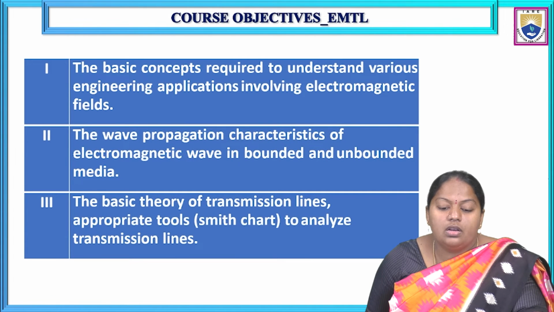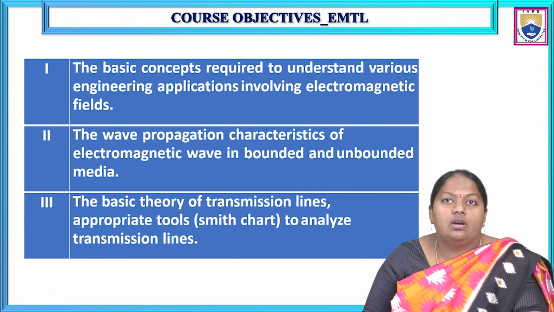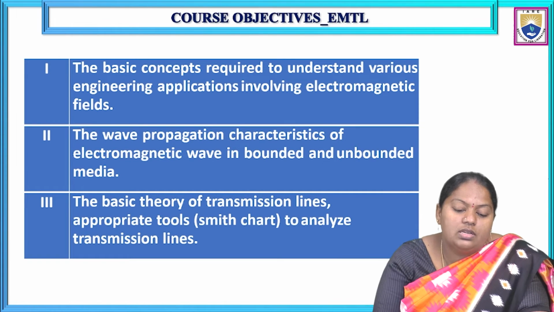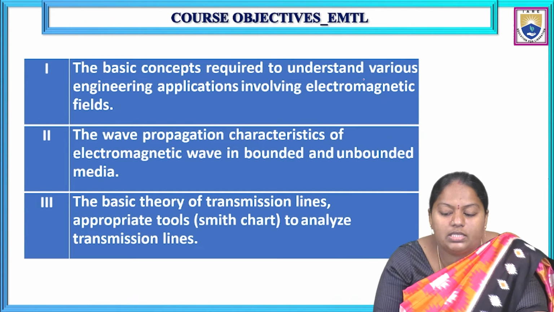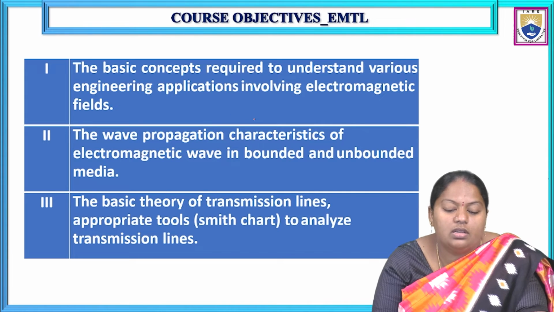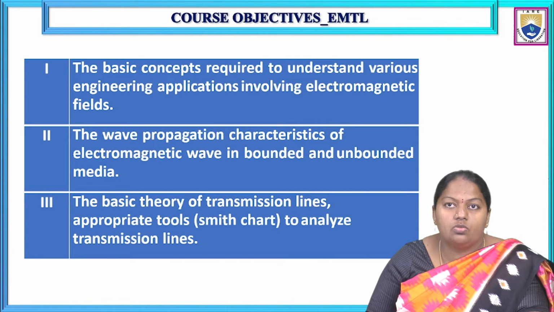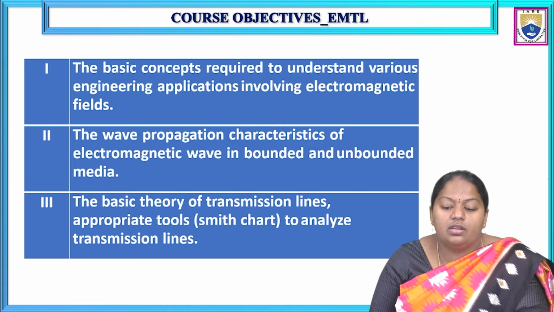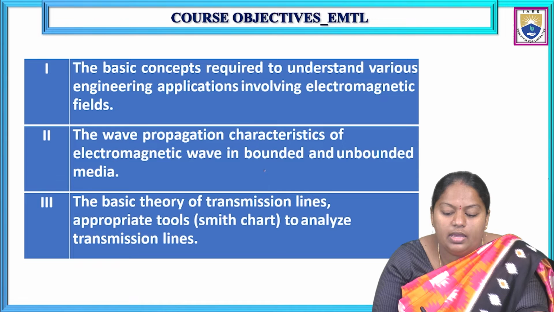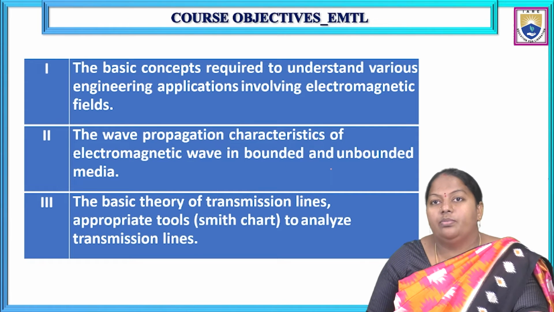Next one. There are three course objectives I have written for this Electromagnetic Waves and Transmission Lines course. The first one: the basic concepts required to understand various engineering applications involving electromagnetic fields. This is the first course objective. And the second one is the wave propagation characteristics. Students will also be able to learn the wave propagation characteristics of electromagnetic waves in bounded and unbounded media.